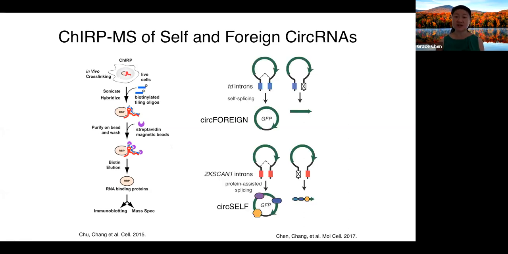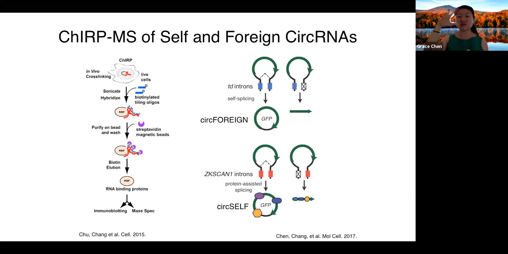And so we took several different RNAs through this process. We took the CircFOREIGN as well as its linear RNA control. And then we also compared them to a CircSELF. So here in the CircFOREIGN, we use this foreign autocatalytic, self-splicing mechanism to generate the circular RNAs. But we know that endogenous circular RNAs are formed during transcription and splicing by protein-assisted splicing, so the spliceosome complex. And so we took an endogenous intron set from the gene ZKSCAN1, which typically produces exon 2 and exon 3 of ZKSCAN1 in a circle.